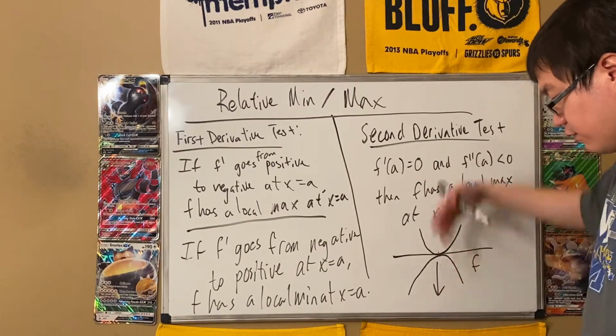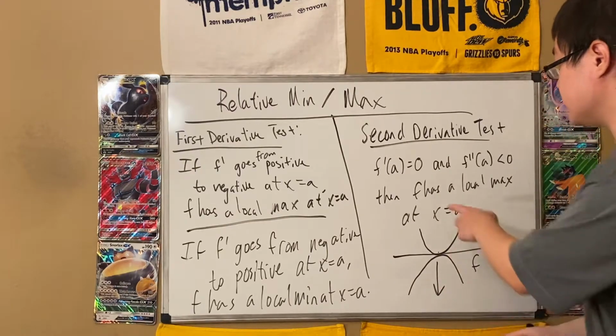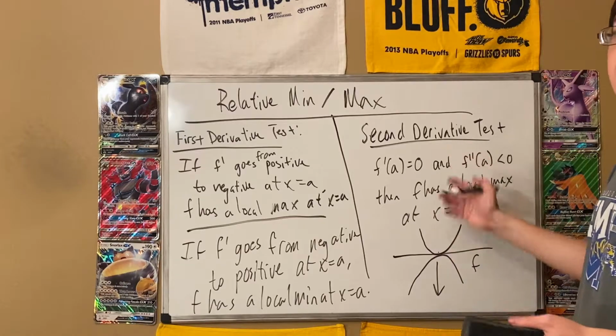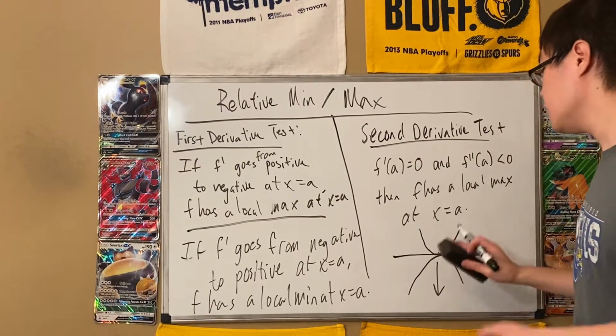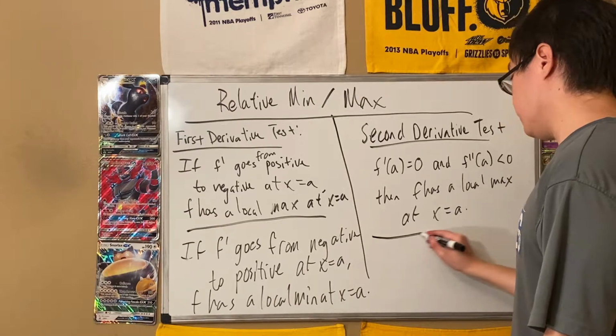Because we want to be eating the floor. We want to be that upside down U facing towards the ground. If it's a local min, the rule would be f double prime is positive, so you're going to be concave up, you want to be eating the sky. So that's what the second derivative test says. So let me write down the rule for second derivative for local min.